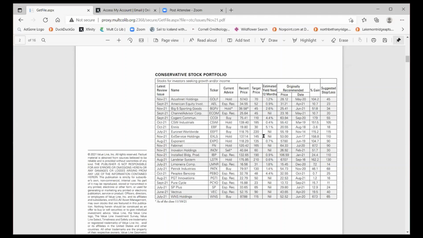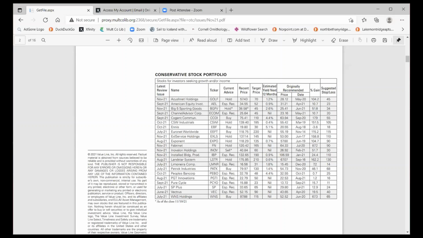They've had Ennis on here for a long time. This is a printing company that is quite stable and throws a big dividend, but I don't think you're ever going to get rich from the stock if that's your goal in life. But it's an interesting one. It's probably been on their list for a couple of years now, actually.